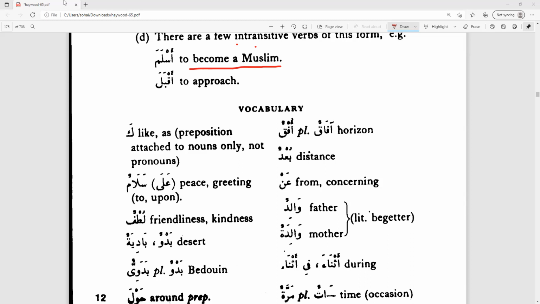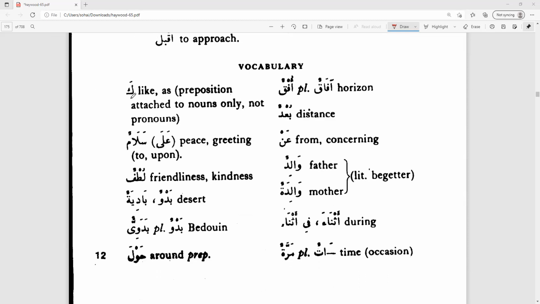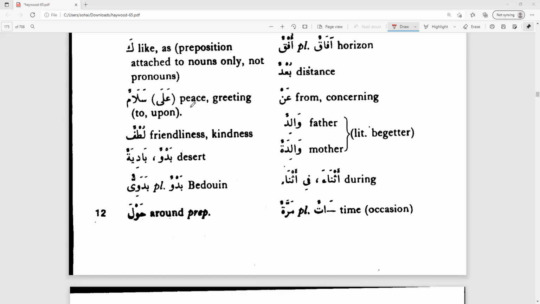Yeah, sorry. So let's do the vocabulary. Ala means upon, as a preposition. So this is not the attached pronoun. Salamun means peace, greeting, and is normally used with ala, upon. So salamun alaik, peace be upon you, or greeting be upon you. That's why we say assalamu alaikum. Assalam means peace. Alaikum, upon you. That's why we say assalamu alaikum.